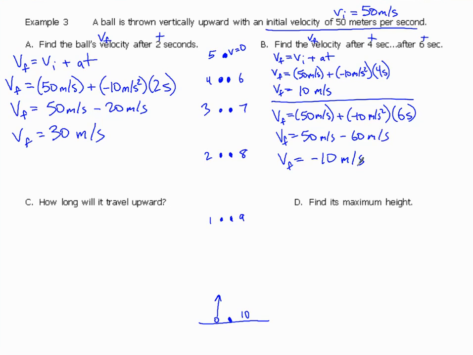And this makes sense too. Again, 50, 40, 30, 20, 10, 0, -10. Now it's falling. Part C says, how long will it travel upward? Well, we've been talking about it on the sketch. Now we can back it up with the formula and the numbers. Final velocity equals initial velocity plus the acceleration times the time.